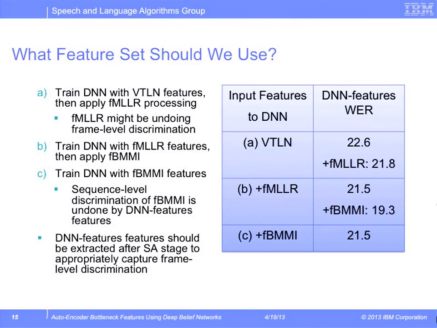you have discriminatively trained features here, but these have sequence information in them. The bottleneck features are sort of frame discriminative. They're trained with cross entropy. So again, in some sense, if you apply a more powerful technique before, a sequence discriminative technique before a frame discriminative technique, then you're undoing some of the benefits.